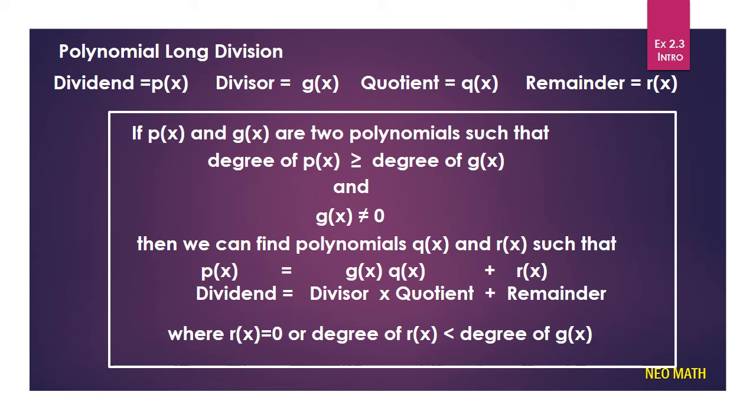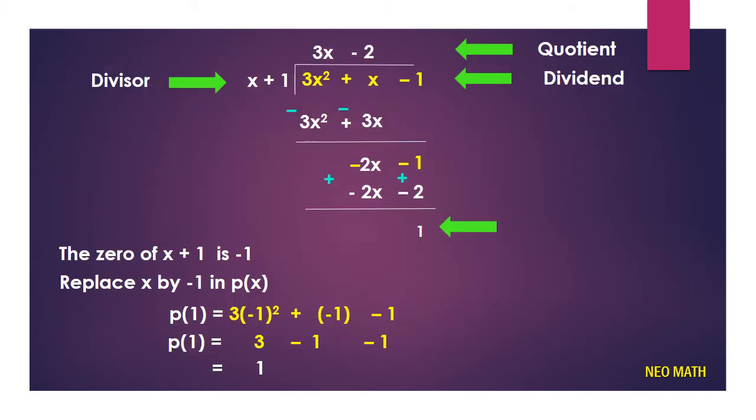So if p of x and g of x are two polynomials such that degree of p of x is greater than or equal to degree of g of x and g of x is not equal to 0, then we can find polynomials q of x and r of x such that p of x is equal to g of x into q of x plus r of x, where r of x is equal to 0 or degree of r of x is less than degree of g of x. So this is the division algorithm for polynomials.